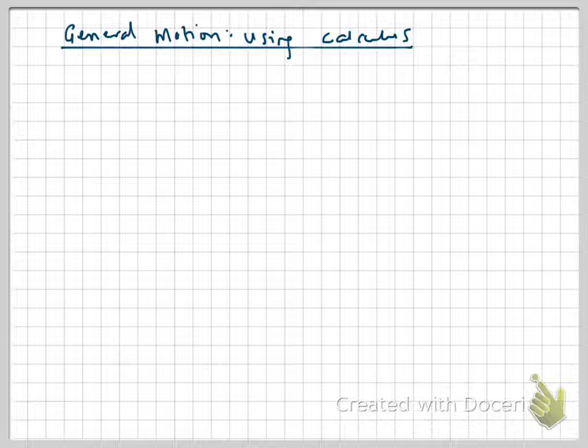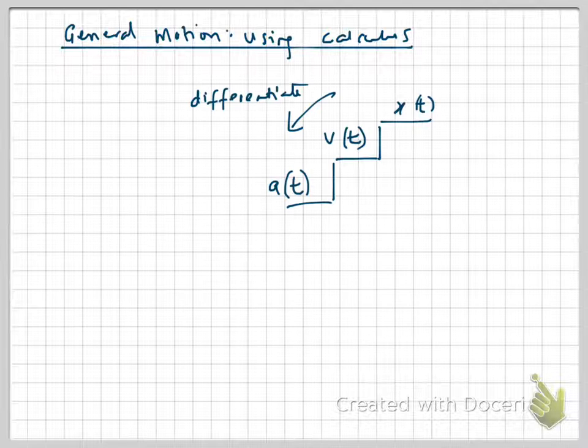Right, let's look at general motion and using calculus. What we want to look at is how we can use differentiation and integration with respect to displacement, velocity and acceleration. And what you'll find is, if you've got displacement, you differentiate it, we get velocity. If you take velocity and you differentiate it, we get acceleration. That takes us down the staircase.